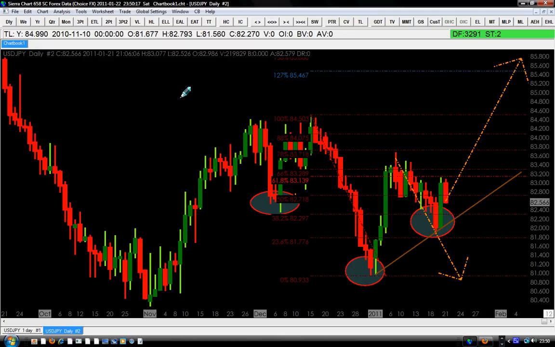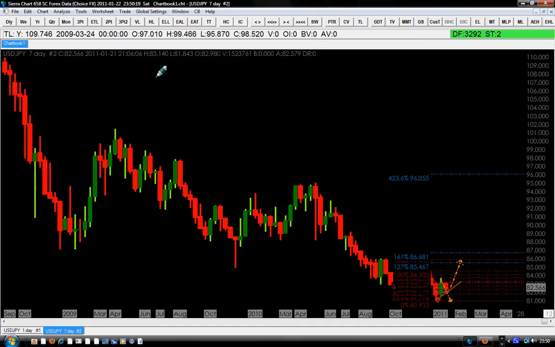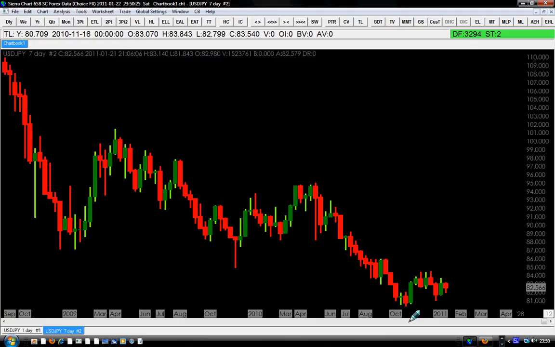We'll go quickly to the 7-day chart. Okay, I will remove my drawing on this chart. Okay, so this is the 7-day chart. You see that the price was on a downtrend, went down, okay, and went down, okay, and came down to this level here.